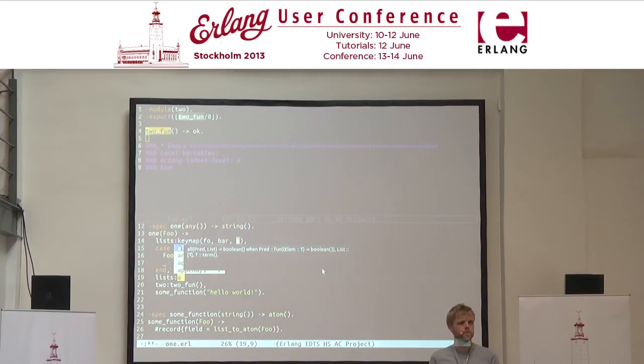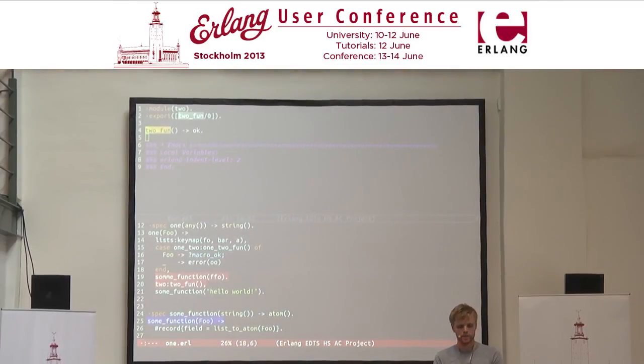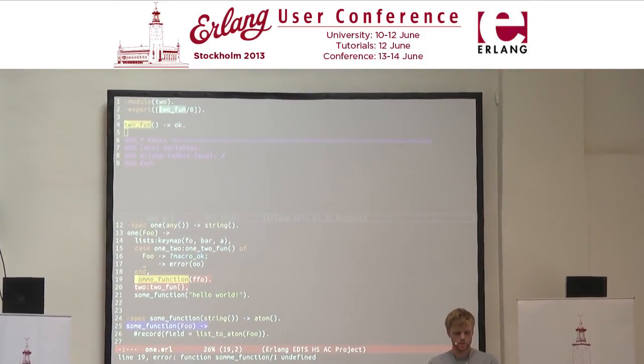Question. Yes. The question is, if you misspell something and you save it, is it compiled, and where do you see the compile messages, the warnings and so on? If you do something like this, you will get an error message there, and if you put the cursor over it, you will see the error message in the message area. And you can jump between issues with keyboard shortcuts. Okay, thanks.